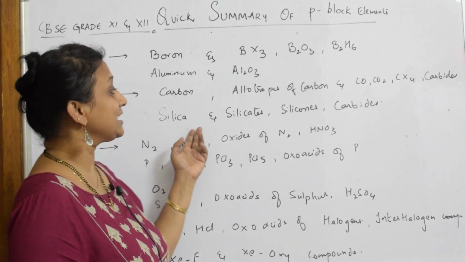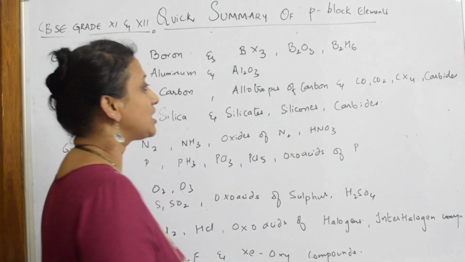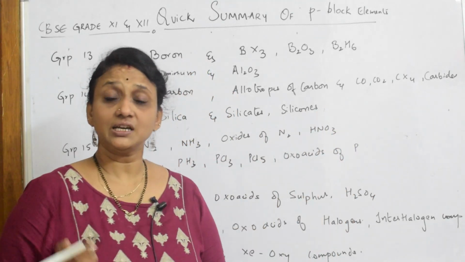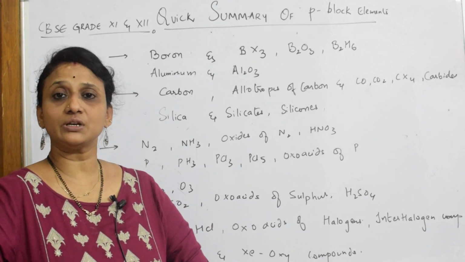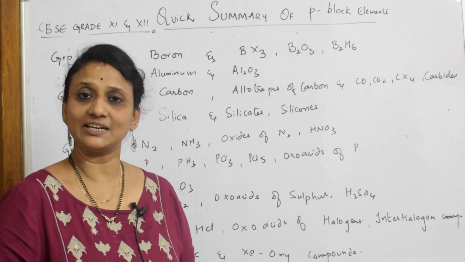So when it comes to silicon, we'll be studying about silicates, silicones and carbides. So carbides is this topic. Let me take it out from here. Silicates and silicones. In silicones, the cross-linked structure is very important, where compulsorily a question is given to you: what are silicones, or write a short note on silicones in grade 11.